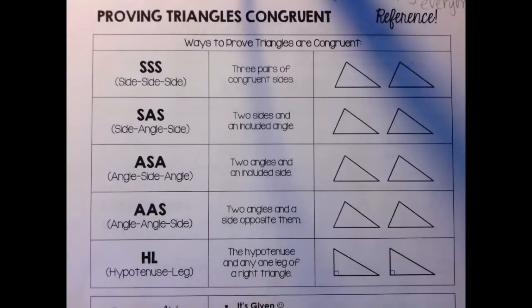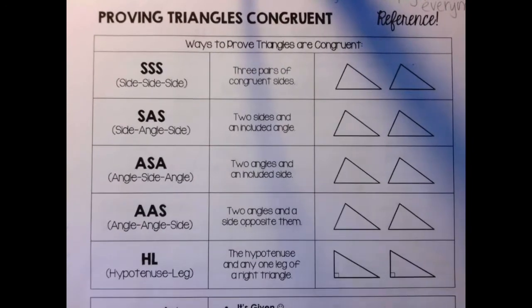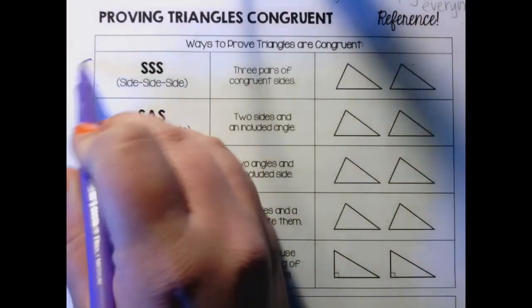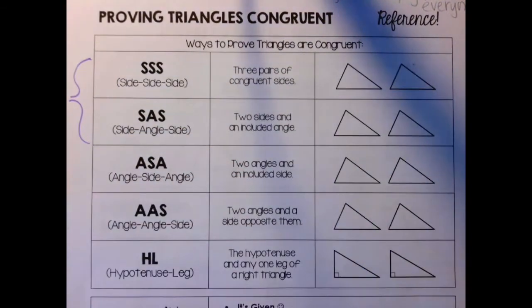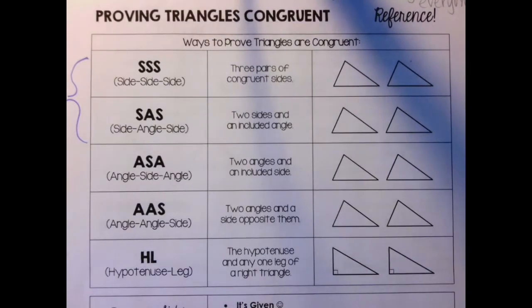So today we are going to talk about proving triangles congruent. And there are going to be 5 ways that we can prove triangles congruent. This sheet I gave to you guys completely filled out as your note sheet, and I'm just going to go through and fill it out and kind of explain each topic. Today we're going to be focusing on SSS and SAS, but I'm going to go over each one just so you have that to reference.